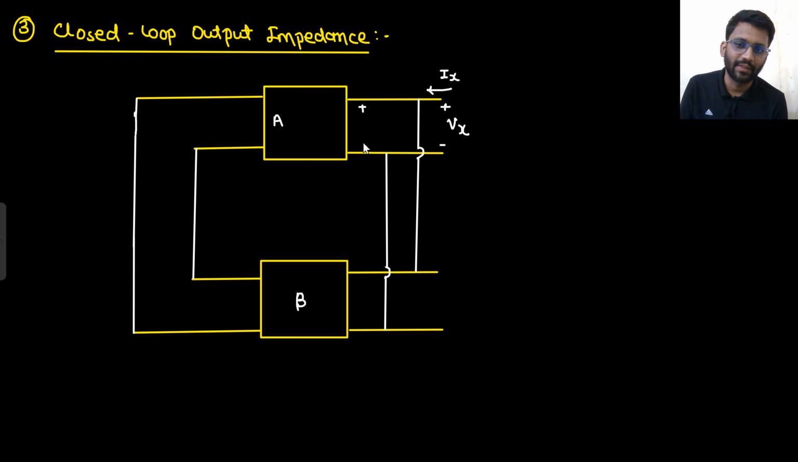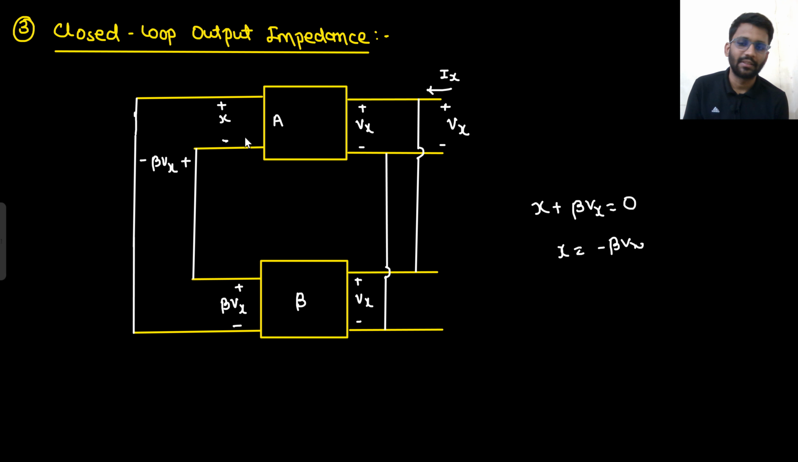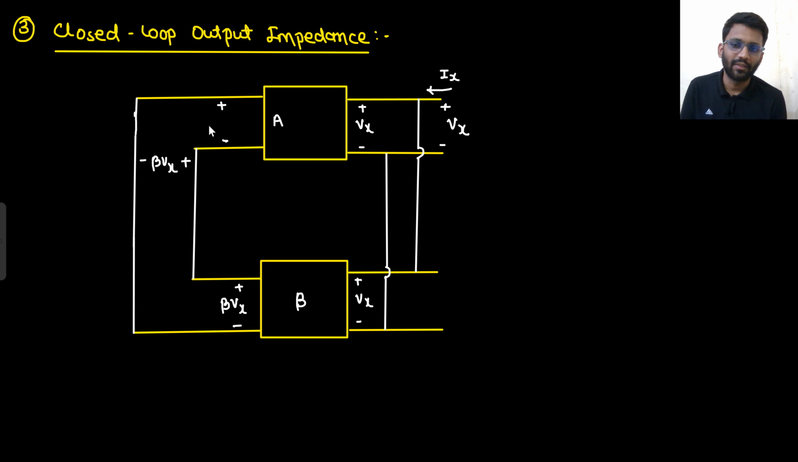So this Vx will be coming here as well, because both are connected in parallel. If the same Vx is coming, what will this voltage be? Beta Vx. Now what will this voltage be? Beta Vx. Tell me what will be this voltage? If I call this voltage X, then X plus beta Vx is equal to 0. So X is minus beta Vx. This potential plus beta Vx is equal to 0 because the complete line is shorted. If this is 0, this is also 0. So X is equal to minus beta Vx. So this potential will be minus beta Vx.